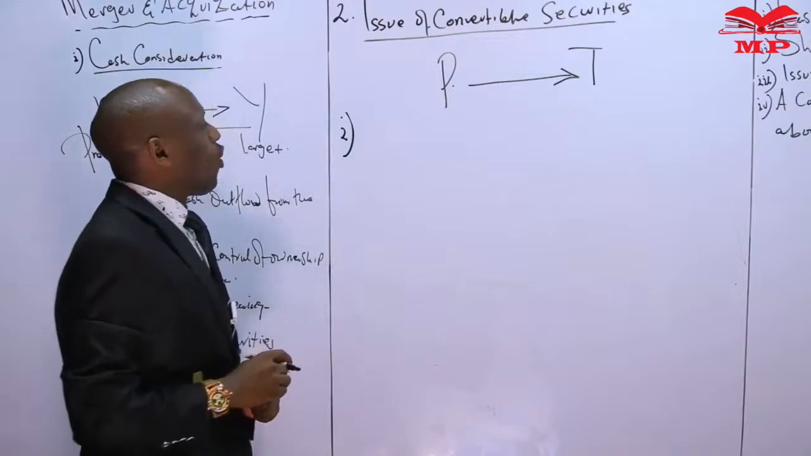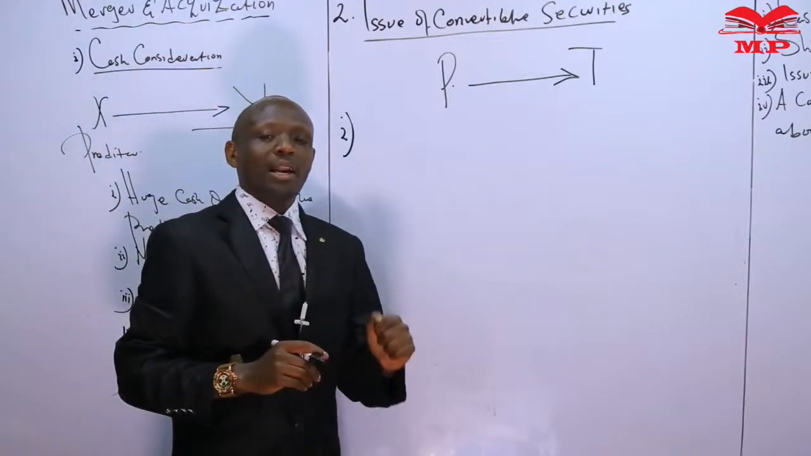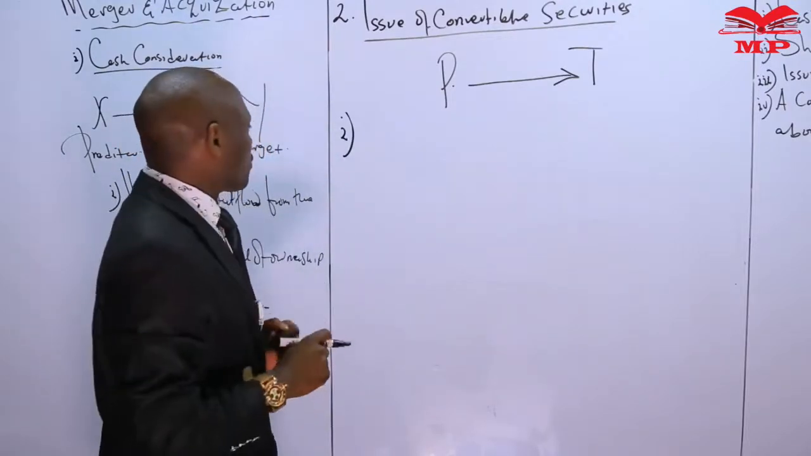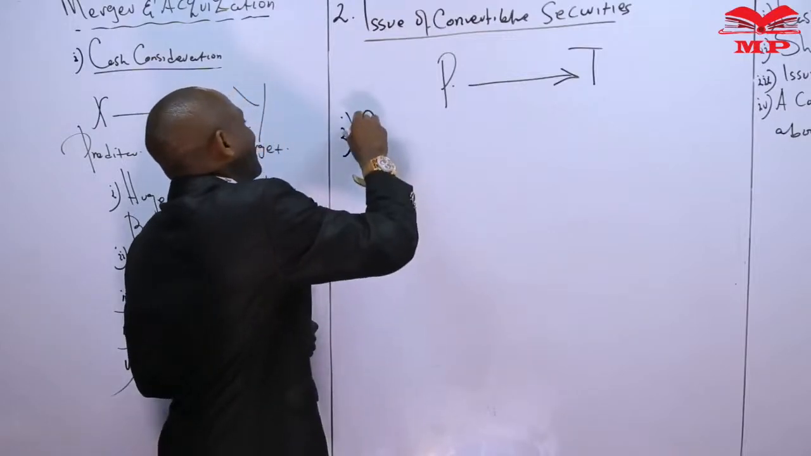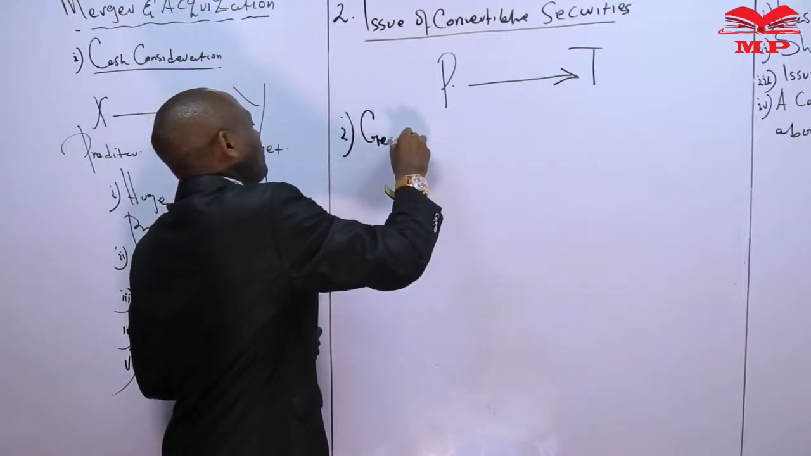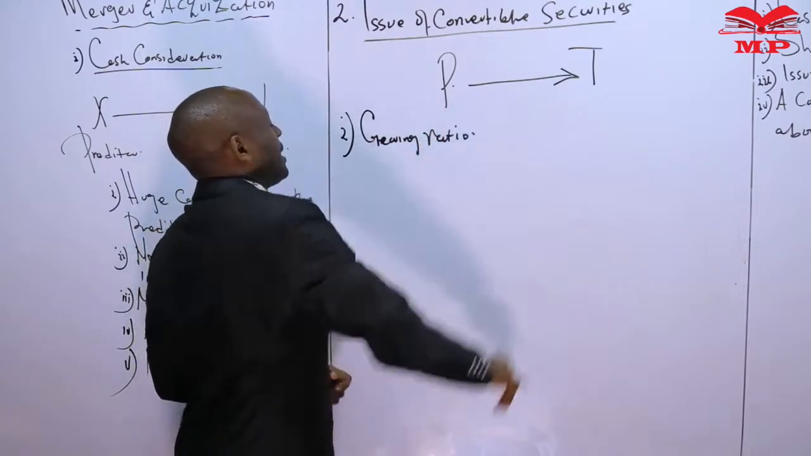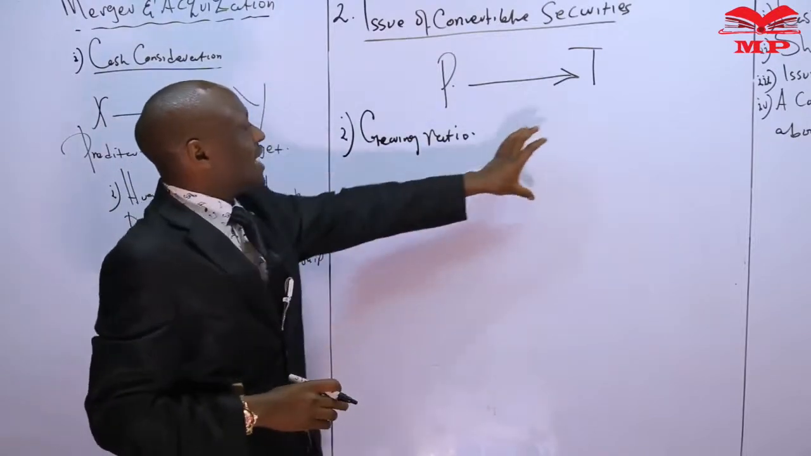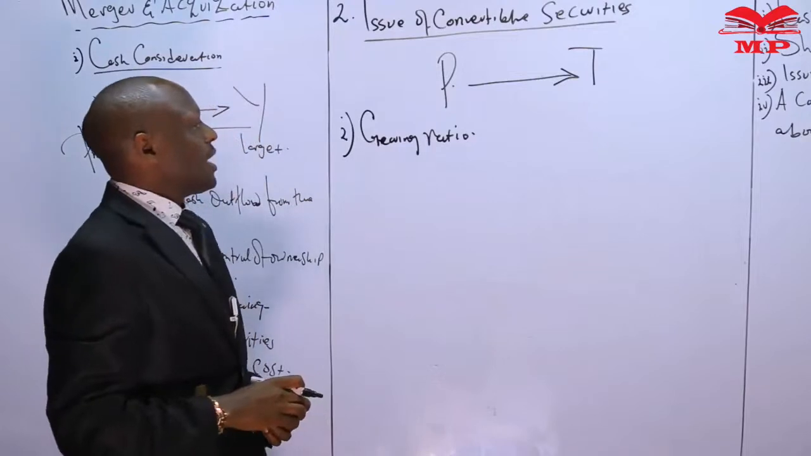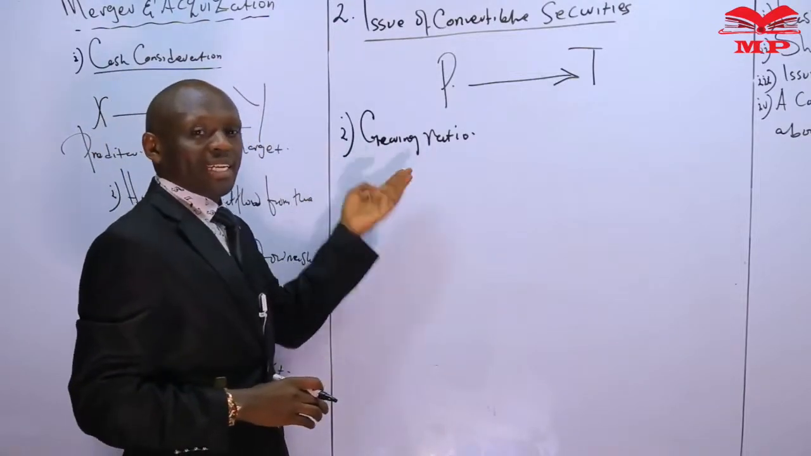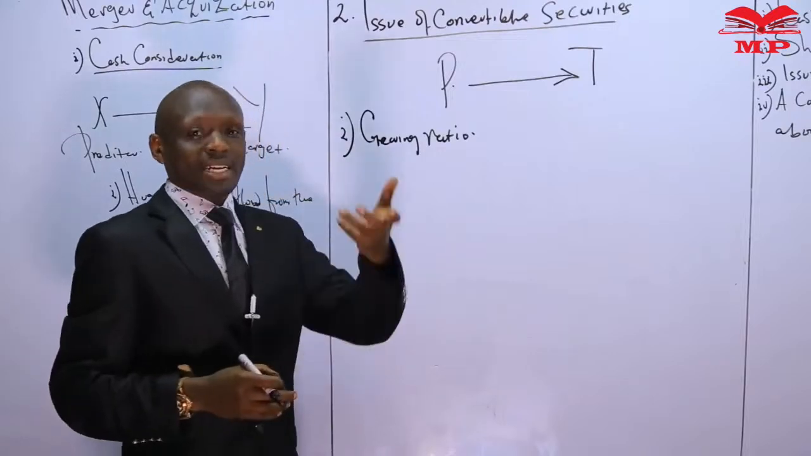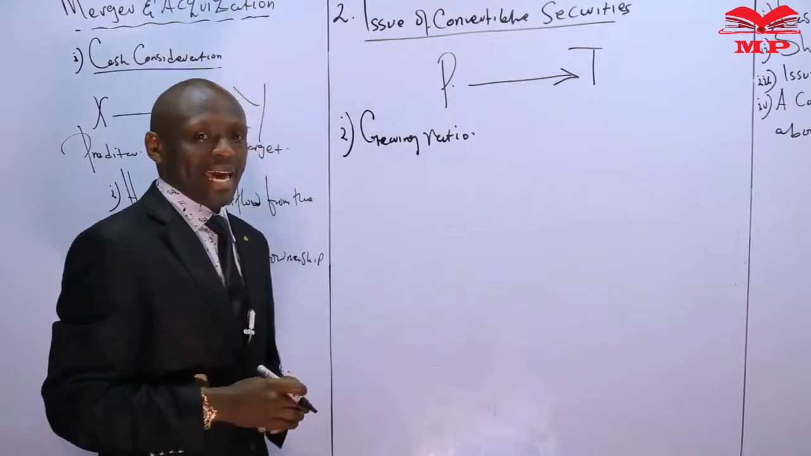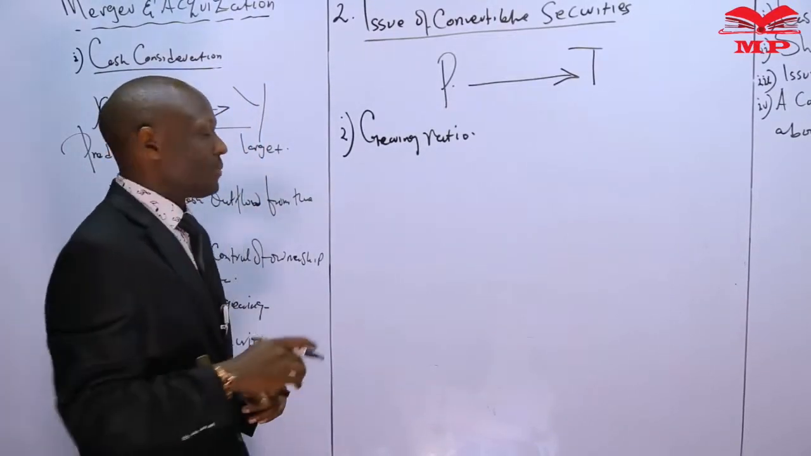That is, when the shareholders in a firm being acquired are issued with debentures or preference shares. The first one is that it increases the gearing ratio in the predator firm. When a predator issues debentures or preference shares to the shareholders in the target, the gearing or the level of debt in the predator firm increases. It therefore raises the financial risk in the predator entity. That is implication number one.